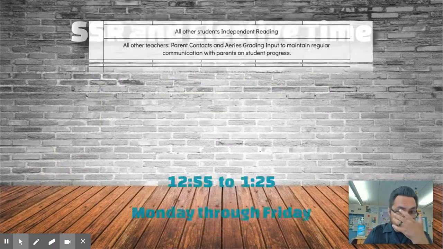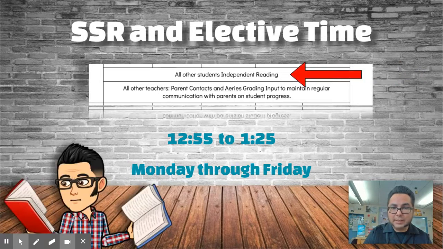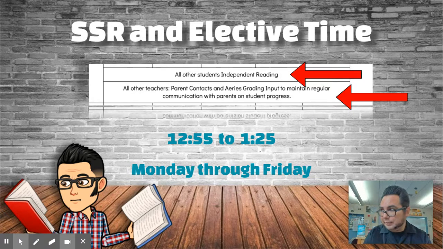In our day, we will have built in SSR and Elective Time. This will be from 12:55 to 1:25, Monday through Friday. As you can see, this time will be for independent reading for students. If you are not doing independent reading, that means you are an English learner who is in their elective class. Teachers, like myself and Mr. Wallace, will be making contacts with your parents, we'll be grading your work, putting it into areas, and we will be doing other communications as well during this time.